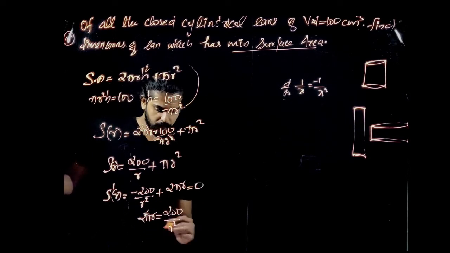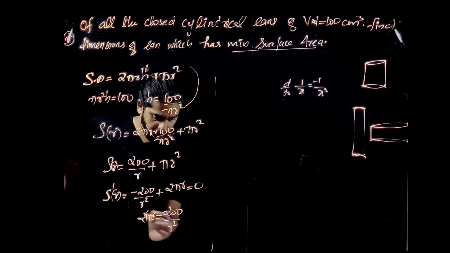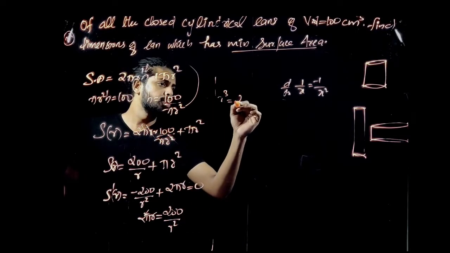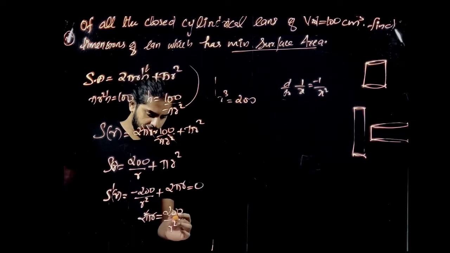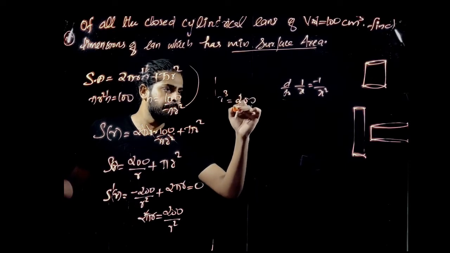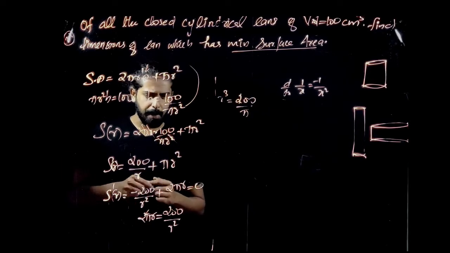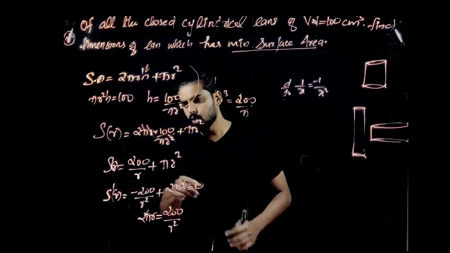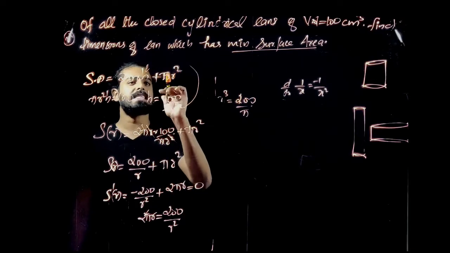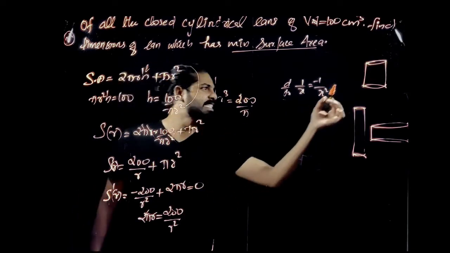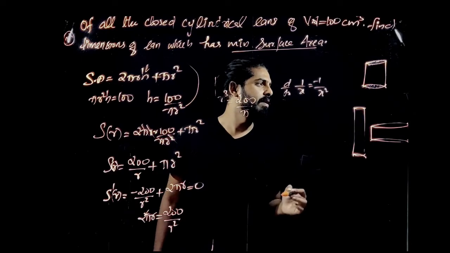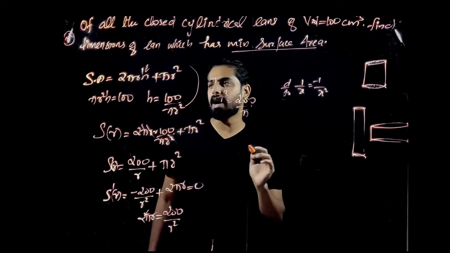That means r cube is equal to 100 by pi. I think I have made a mistake here. Here it is 2 pi rh plus 2 pi r square, not pi r square, since we have two circles on the upper and lower part, right? So I'm sorry, I had made a mistake here.